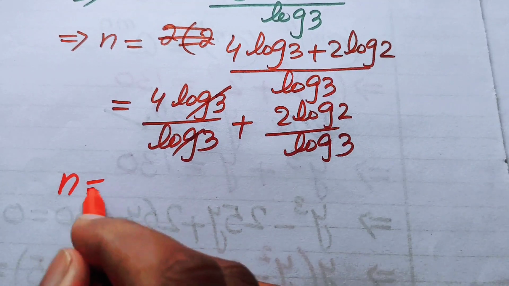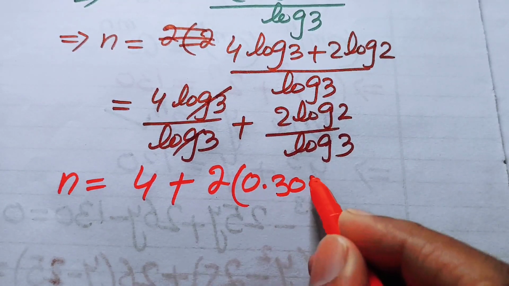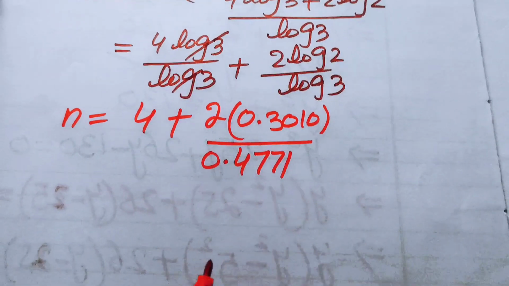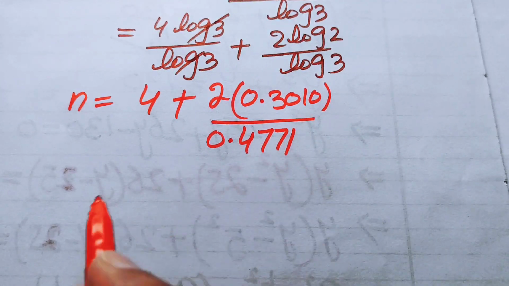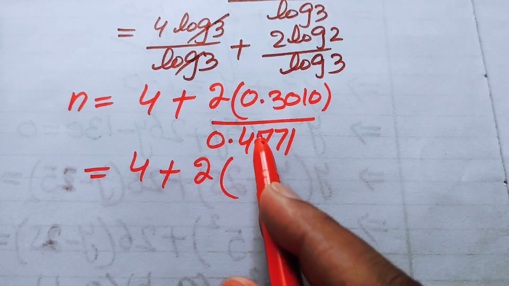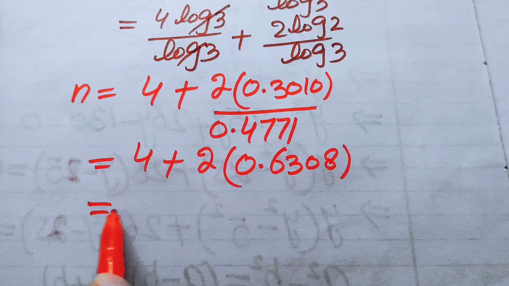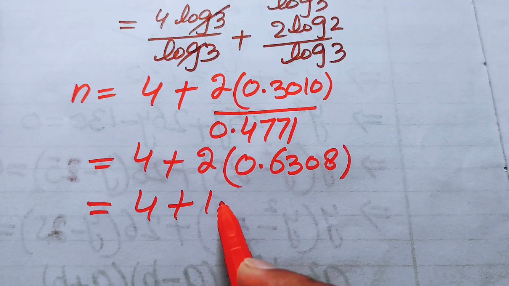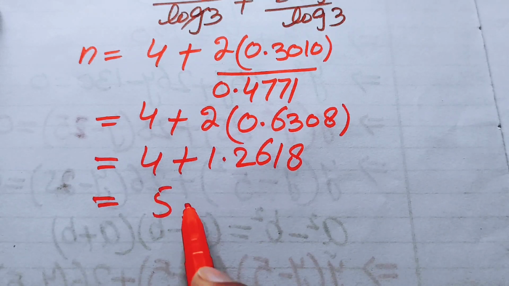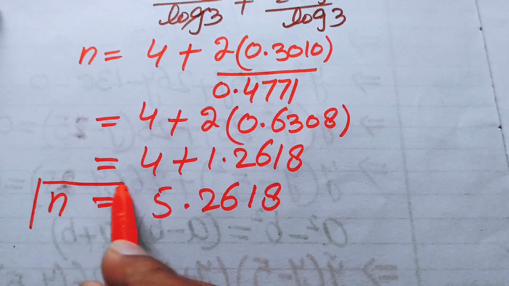We will get n equals 4 plus 2 times log 2 over log 3, and we put the value of log 2, which is 0.3010, and the value of log 3 is 0.4771. So now you divide these two values, and you get 4 plus 2 times 0.3010 over 0.4771 equals 0.6308. And now we multiply this 2 on this term, and you get 4 plus 1.2618, and now we add these two terms, and you get 5.2618. So this is our final answer of this question.